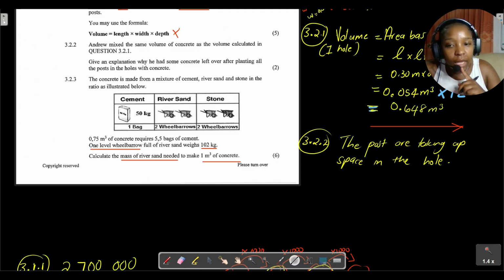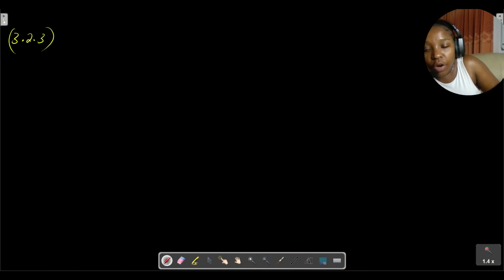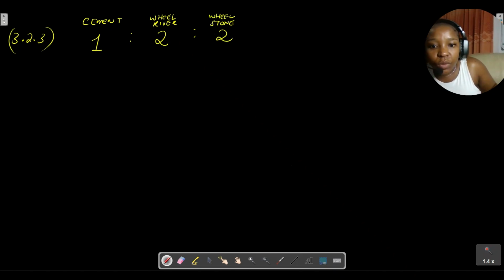So how would we go about calculating the mass of river sand needed if we need 1 meter cubed of concrete? With this question, we need to first figure out where we need to start. We are given the ratio there. To make concrete, we need 1 bag of cement, 2 wheelbarrows of river sand, and 2 wheelbarrows of stone. Let's write that down. What else was given to us?